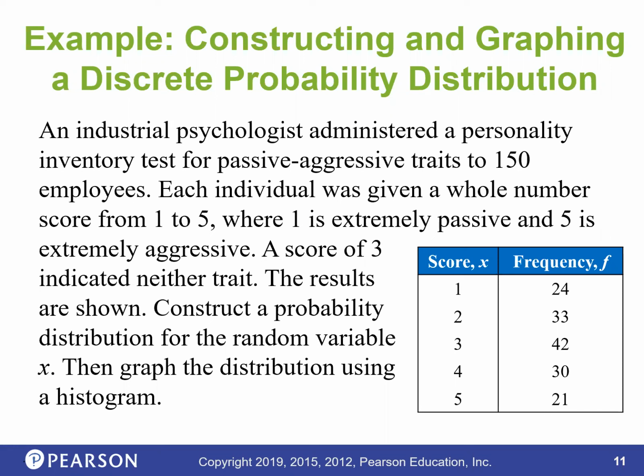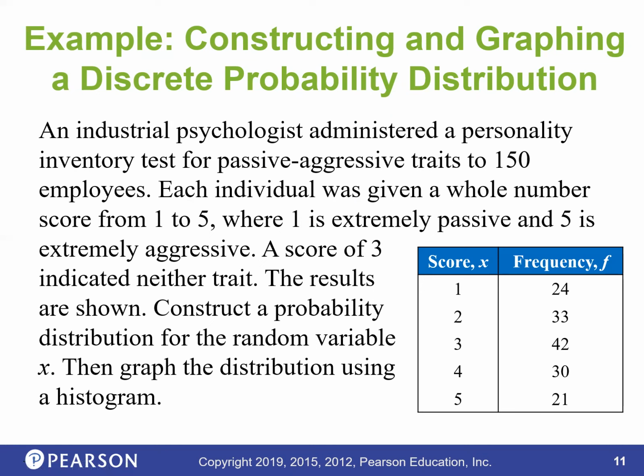Look at that. There's a score on it right here. We're going to have to construct a discrete probability distribution from this. So let's do that. First things first, all we really need is this frequency right here, and I want probability right over here. That's the difference there.